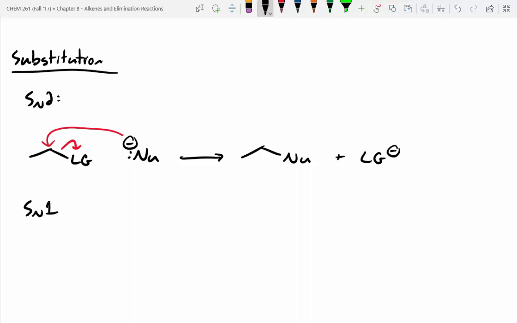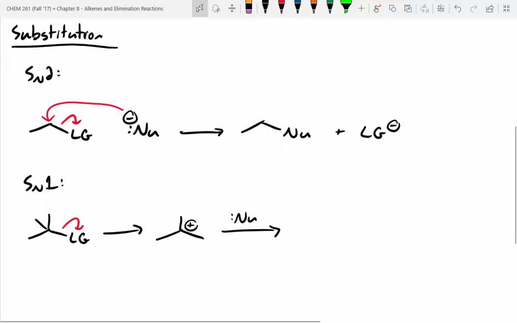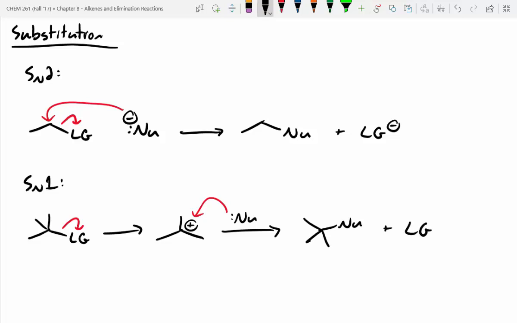And then SN1 we said is very similar to E1, where we have loss of the leaving group as our first step. And then just like before, we only need a weak nucleophile here, meaning it doesn't have to have a negative charge. And we kicked off our leaving group here. And there we go. All right.